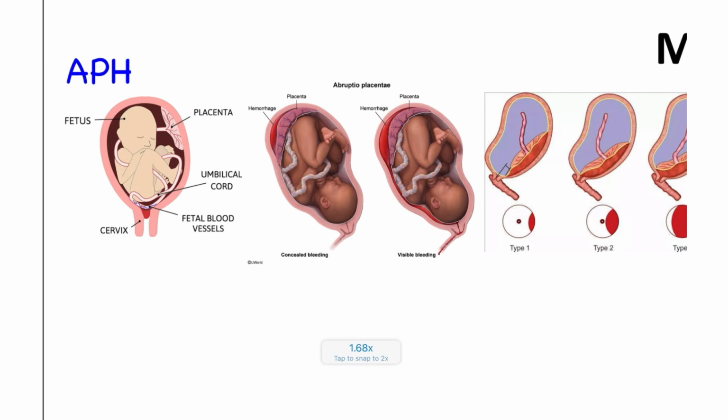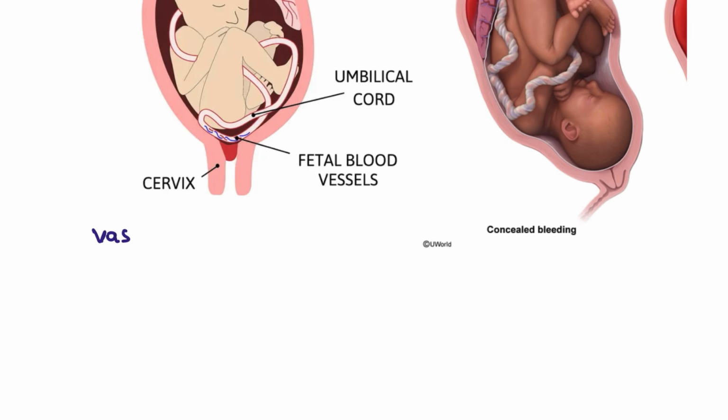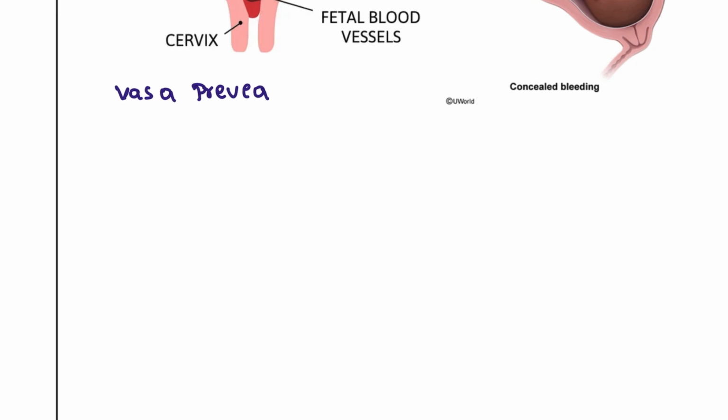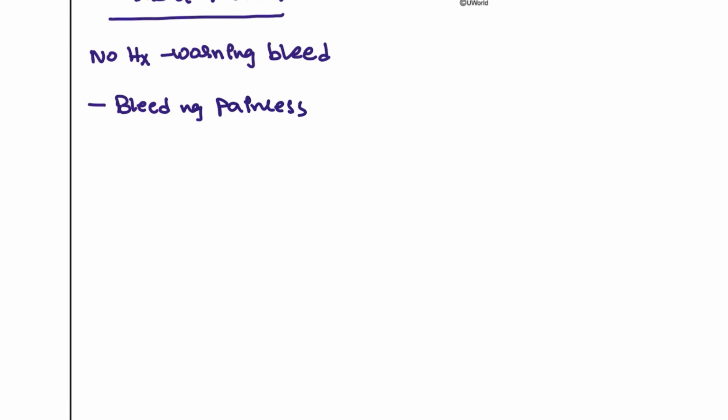Next, moving on to antepartum hemorrhage. The first one is vasa previa. So the patients with vasa previa present with no history of warning bleeding. She doesn't know that she had a warning bleed before. She is presenting for the first time with bleeding, and this is painless, and you start doing the examination.